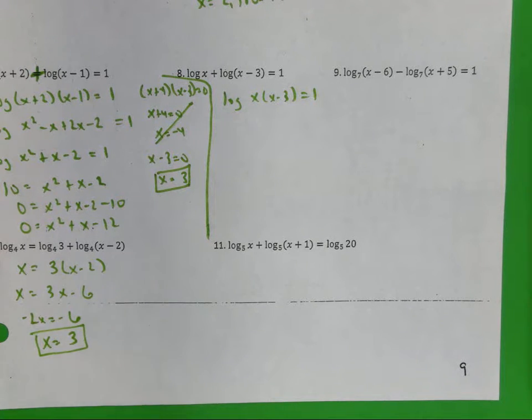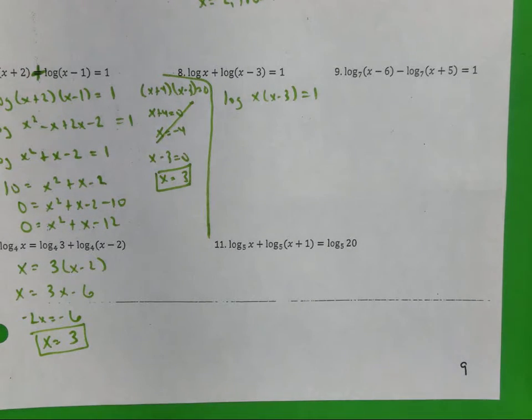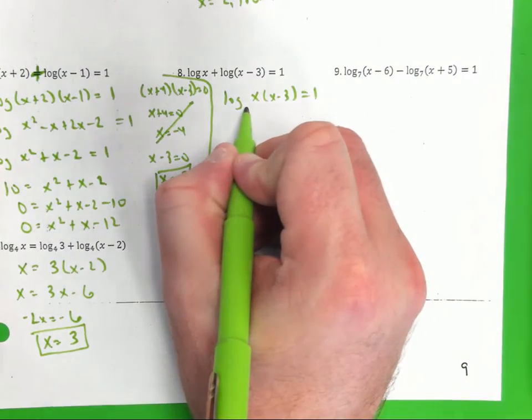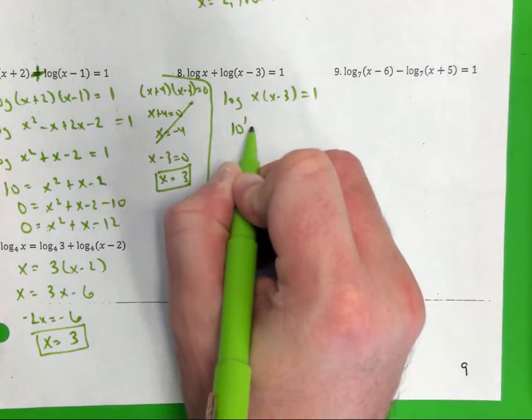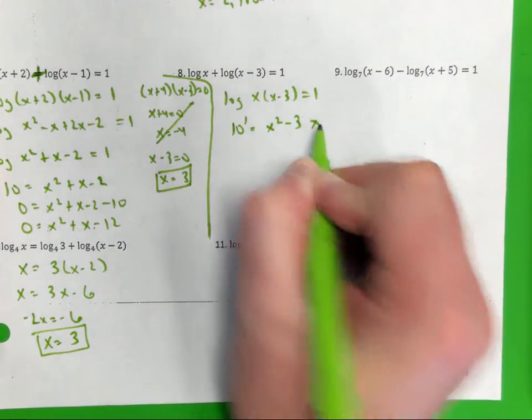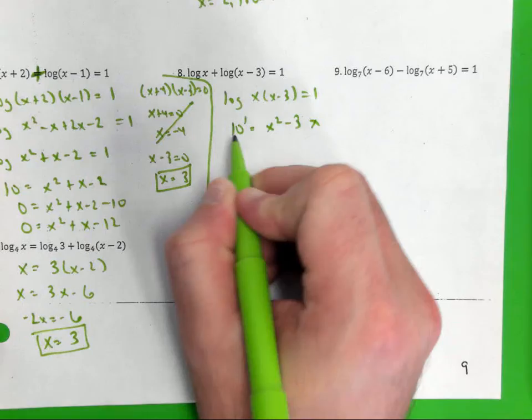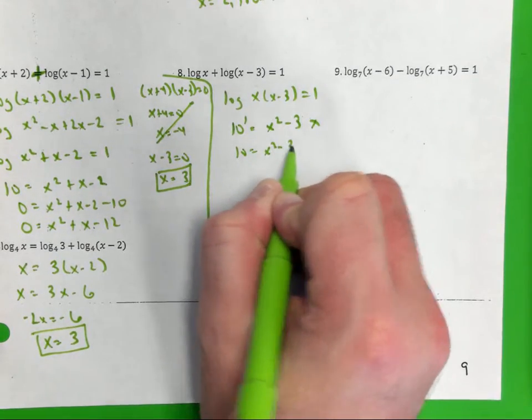Now, I'm down to 1 log. Can I write this in exponential? So it would be what? 10 to the first equals x squared minus 3x. 10 equals x squared minus 3x.